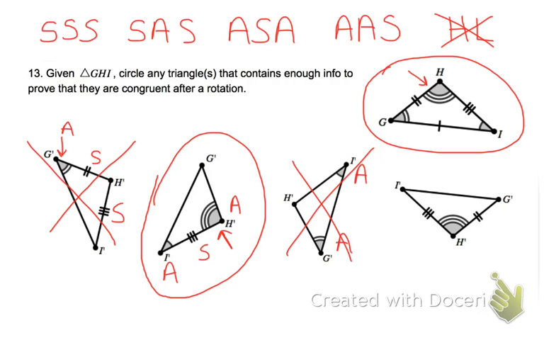Looking at picture number 4, I have a side, an angle, and a side. And those match up with my picture, G prime to H prime. That side has 2 tick marks, and so does our original picture, GH. H prime, that angle, has 3 arc marks, and so does angle H. And side H prime, I prime has 3 tick marks, and so does HI in the original. And that is a congruency postulate, side, angle, side. So therefore, picture number 4 would also be congruent after a rotation.